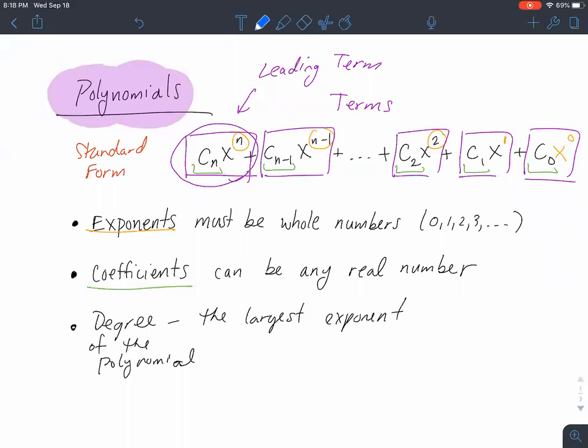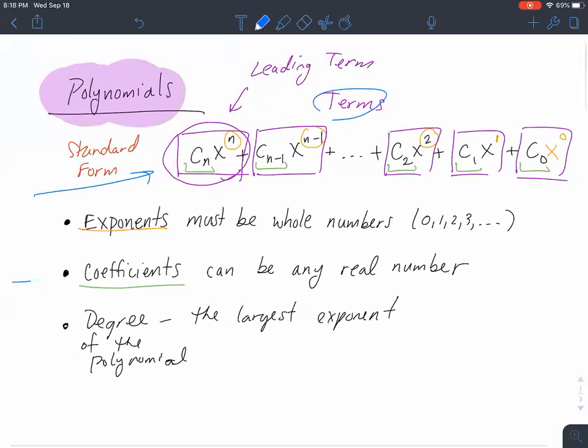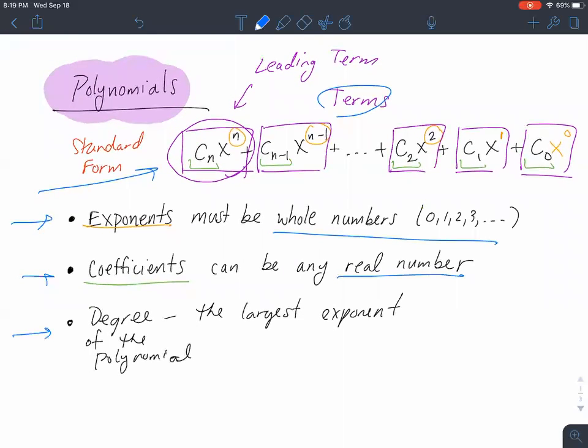Okay, so again, a polynomial is something that looks like this, where it's a combination or addition and subtraction of a bunch of terms, where each term consists of coefficients, variables, and exponents, where the coefficients must be real numbers, the exponents must be whole numbers, and the degree of the polynomial is given to us by the largest exponent, which is in the leading term.